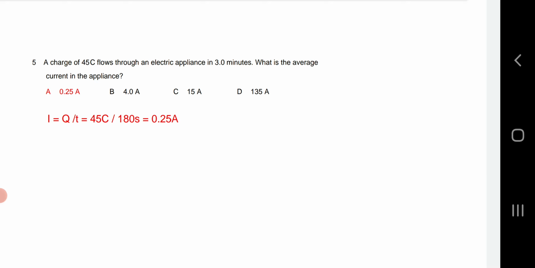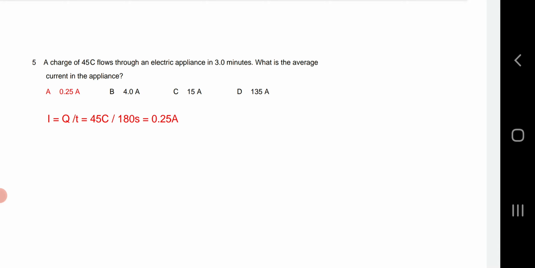Question number 5. A charge of 45 coulomb flows through an electric appliance in 3 minutes. What is the average current in the appliance? Charge should be in coulomb and the time should be in second. So I is equal to Q by t, 45 coulomb divided by 180 seconds, because 180 seconds are in 3 minutes. So the current is 0.25 ampere.